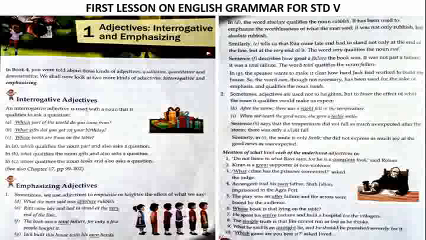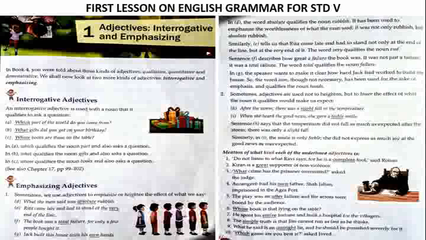Question number 3. What crime has the prisoner committed? Asked the judge. In this sentence, what is the interrogative adjective and it is qualifying the noun crime. Question number 4. Aurangzeb had his own father Shah Jahan imprisoned in the Agra fort. In this sentence, the underlined word own is an emphasizing adjective qualifying the noun father.